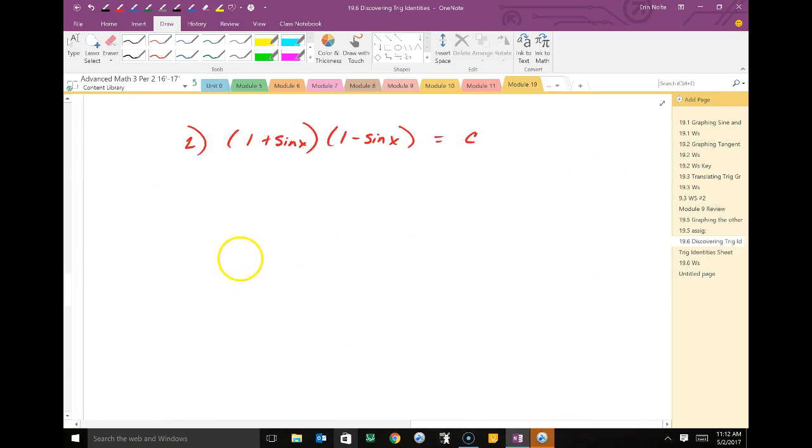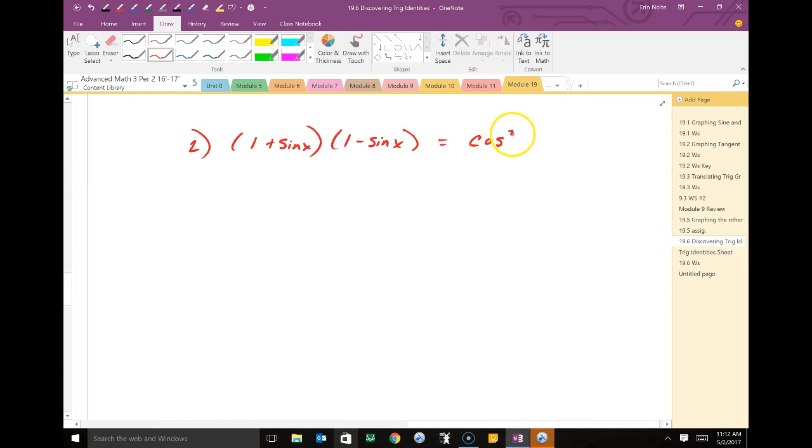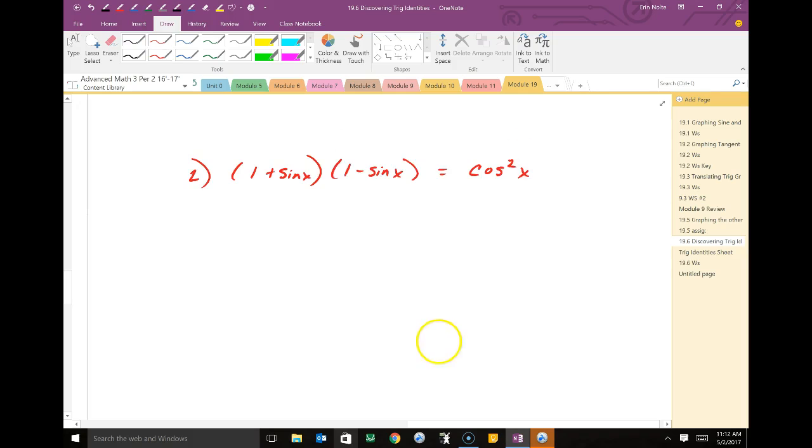Okay, so here's my second proof. I'm going to show you that the left-hand side is equivalent to the right-hand side. I'm going to manipulate the left-hand side because there's more stuff there. So if you see two quantities that are being multiplied, what is your instinct to do?